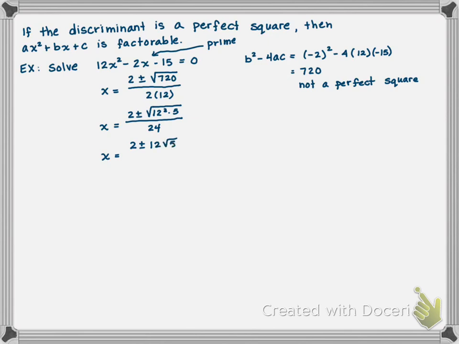I did not really want to do that. And then we can factor out what on the top? 2. Yeah, 2. So we get x equals 2 times 1 plus or minus 6 root 5 over 24. Oops. That gives me 12 down here. So x equals 1 plus or minus 6 root 5 over 12. And then we're done.